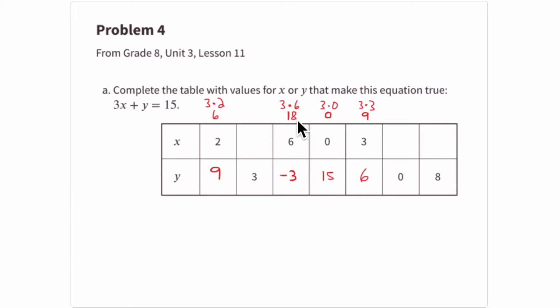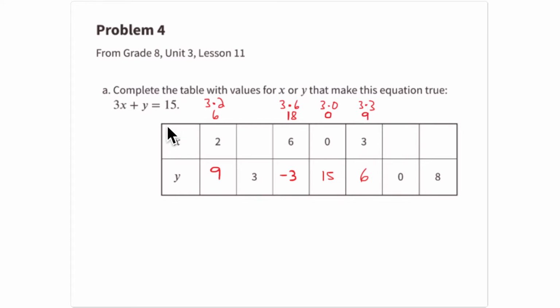3 times 6 is 18. So there's the 6, 3 times that 6 is 18. 15 plus a negative 18 is negative 3. 3 times 0 is 0. 15 plus, well, actually 0 has neither positive nor negative. So 15 plus 0 is 15.